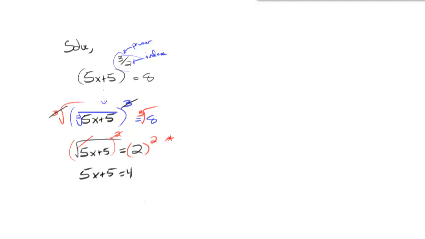And this is simply just a linear equation that I can solve. It's a two-step linear. Subtract 5 from both sides to get 5x equals negative 1. Divide both sides by 5 to get x equals negative 1/5.